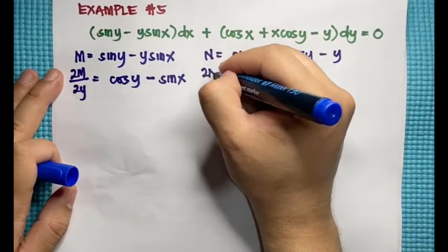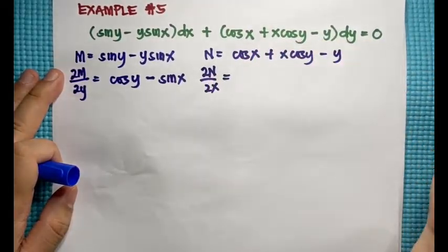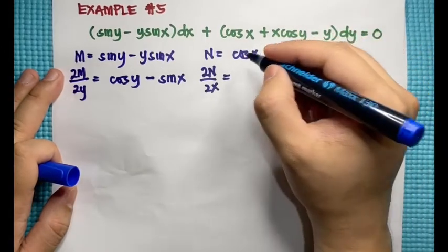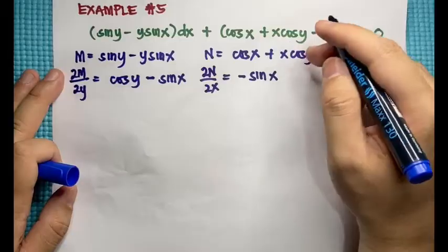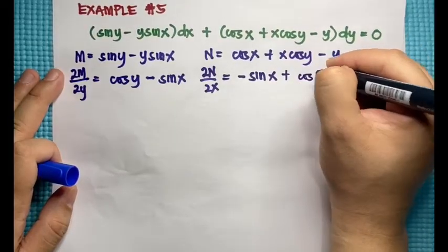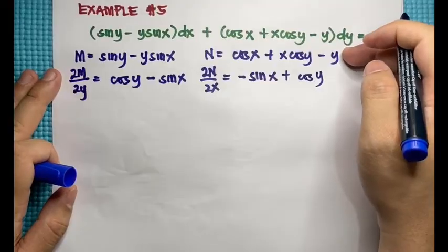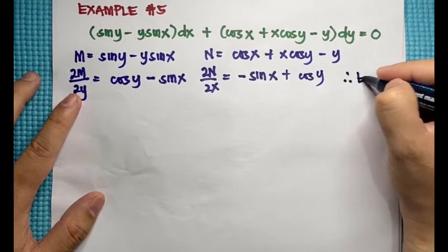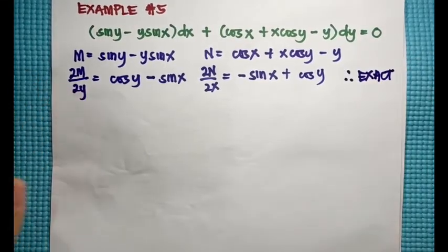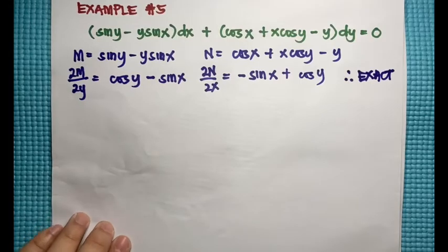The partial derivative of N with respect to x would be, the derivative of cosine x is negative sine x, so plus cosine y, and that would be equal to the partial derivative of M with respect to y. So making our given differential equation exact. And again, instead of doing the method of exact equation, we'll be solving this again using the method of grouping.